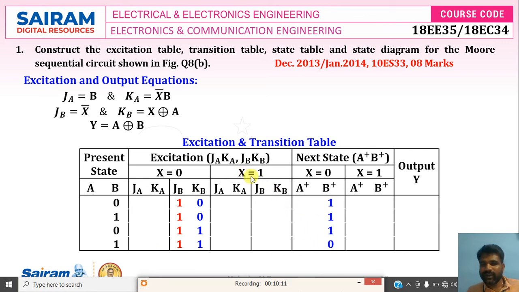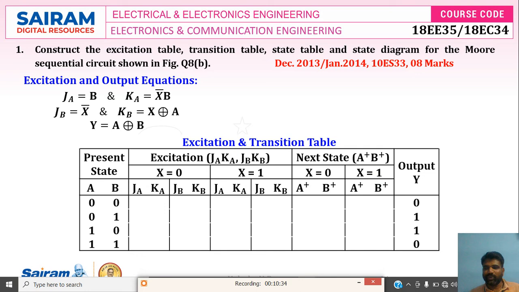Next, consider when x is equal to 1, JB, KB. See the first combination 0 1. Since K is equal to 1, reset. Again K is equal to 1, reset. In the next two combinations, same as present state. So here present state is 0 1, here also 0 1. This is how we complete the next state.